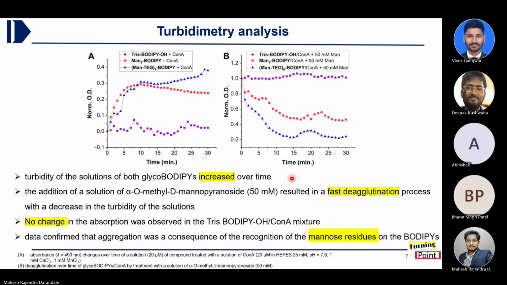Yes. As far as I have seen, in all the experiments both are almost comparable, in both the cases, both the molecules. Okay, thank you.